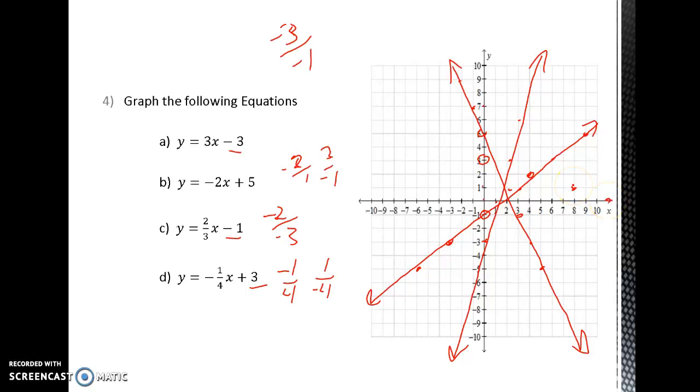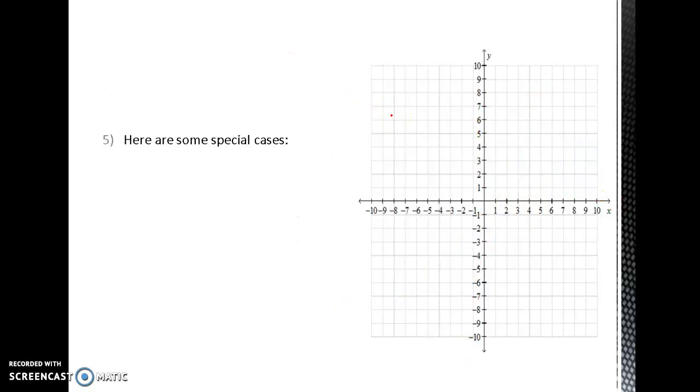Or if I thought of it this way, I could go up 1 and left 1, 2, 3, 4. Up 1 and left 4. And all of those points are going to be in this straight line. So that's kind of what we are working on today. Here are some special cases though.